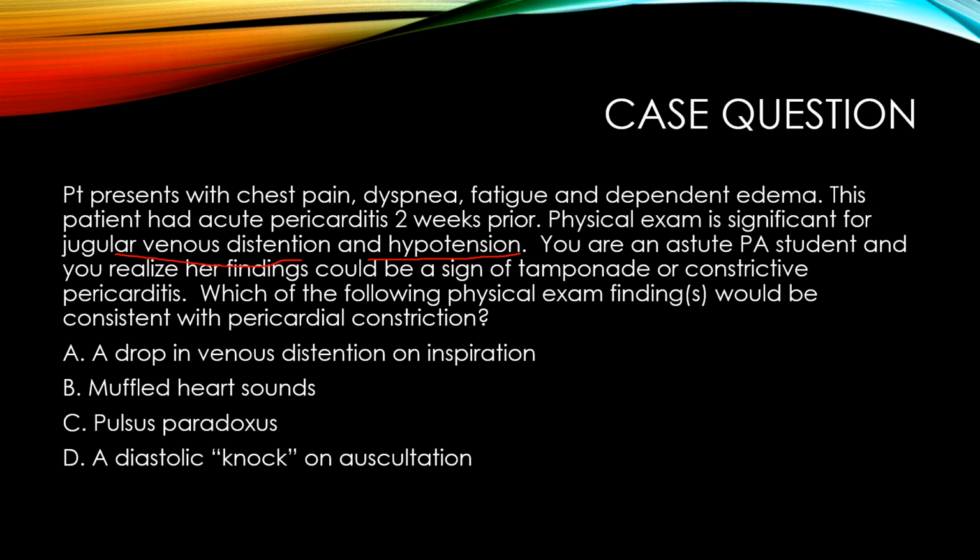So a drop in venous distension on inspiration is actually physiologically normal. What I described to you earlier was Kussmaul's. This would be the opposite of a Kussmaul. But again, you can see Kussmaul in either case, so that doesn't help. Muffled heart sounds? Well, you'd fear that in tamponade, not in pericardial constriction, so it's not B. Pulsus paradoxus can be seen in both, even though it's more common in tamponade, so that doesn't help. And the last one, D, a diastolic knock on auscultation because it hits that rigid pericardial wall, so D would be the answer in this case.